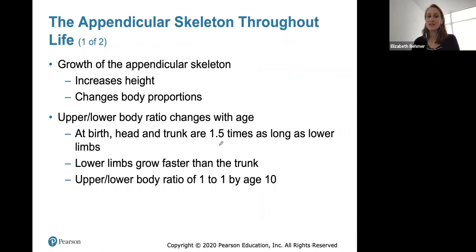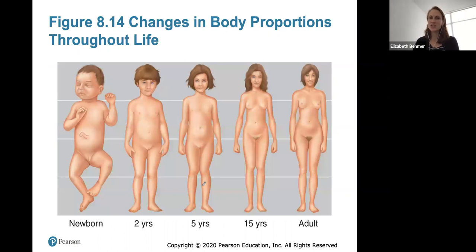Growth of the appendicular skeleton increases height, changes body proportions. Upper and lower body ratio changes with age. At birth, the head and neck are about 1.5 times as long as the lower limbs, but that doesn't stay the case forever. Eventually, the lower limbs will grow faster than the trunk, and the upper-lower body ratio is about 1 to 1 by the age of 10. So here's a look at changes in body proportions throughout life, and that you can see there.